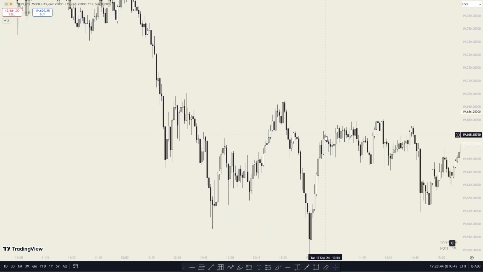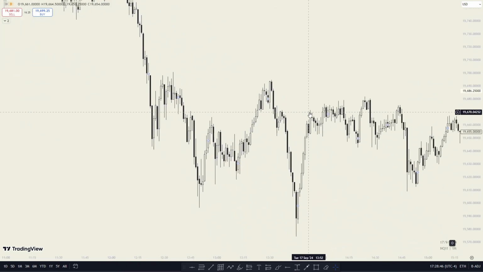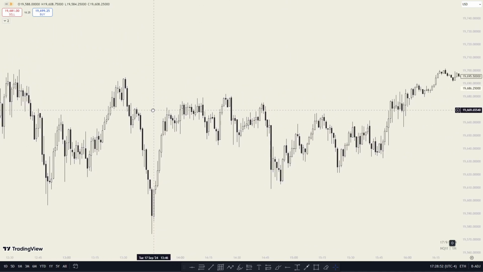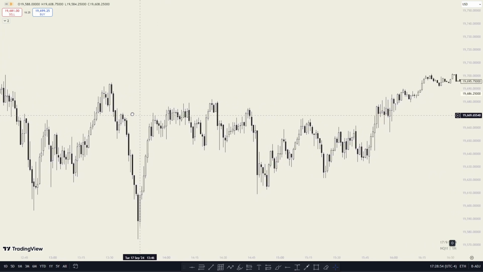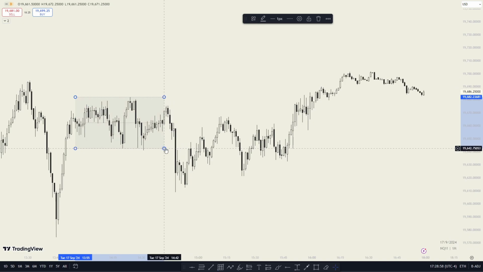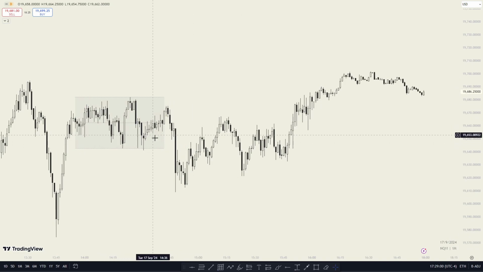This happens almost all over the place, but you shouldn't treat it like a pattern, because as you can see around here it could have tricked you. But here it worked very well. Obvious accumulation, manipulation, very aggressive.